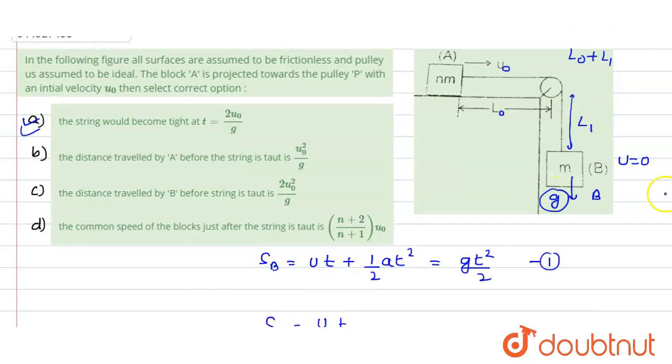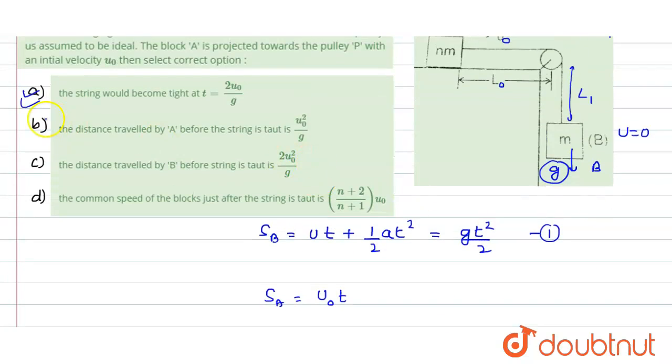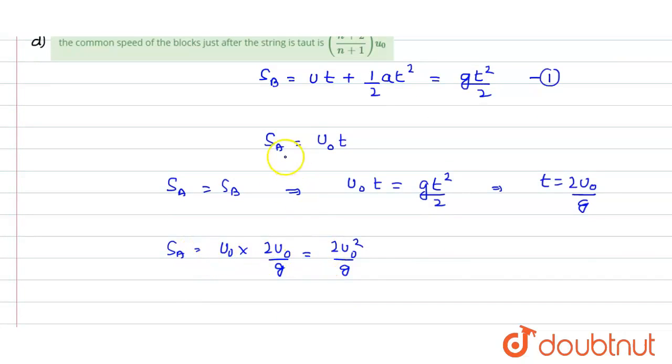Now we need to find what is the distance traveled by A or B. The distance traveled by A and B, they both are same. So SA we just find u naught into t, so u naught into 2 u naught divided by g. So this would be 2 u naught square divided by g. So that means option A is wrong. Distance traveled by B would be 2 u naught square by g. This is correct because these are the same distance.